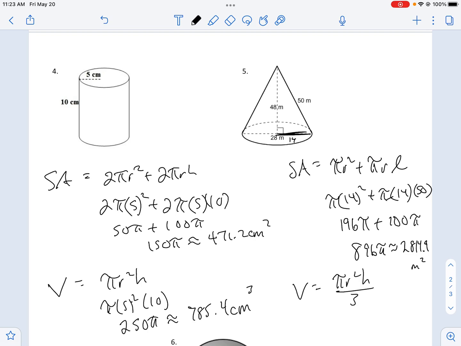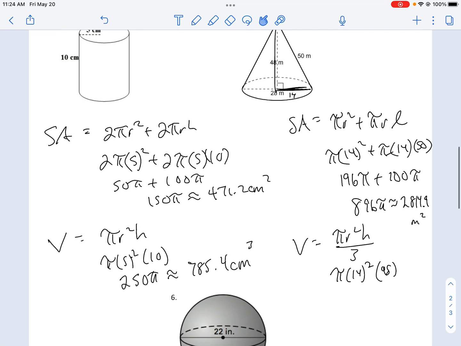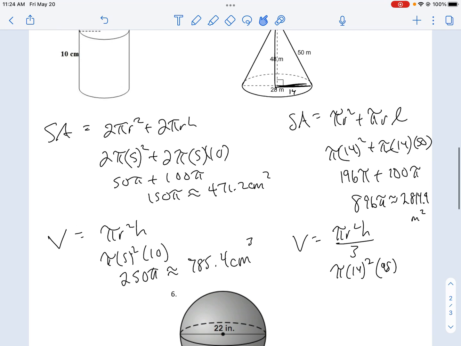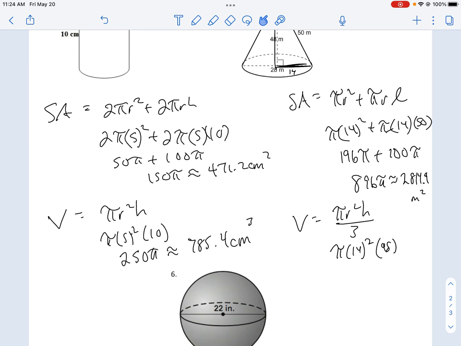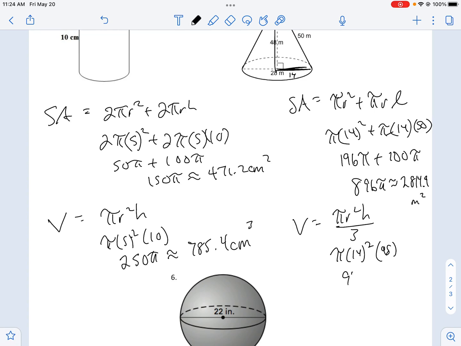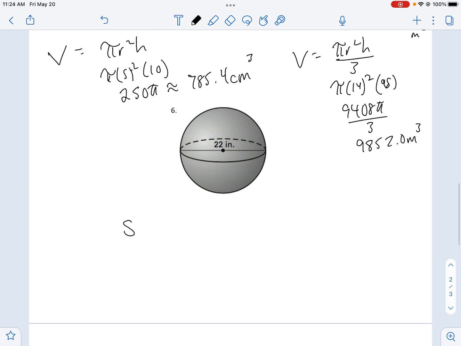Volume is pi r squared h divided by 3. Plug in what you know again, radius is 14. Height of the whole thing is 48. So we got 14 squared times 48. So 9,408 pi divided by 3. So 9,852.0 meters cubed. And the last one.